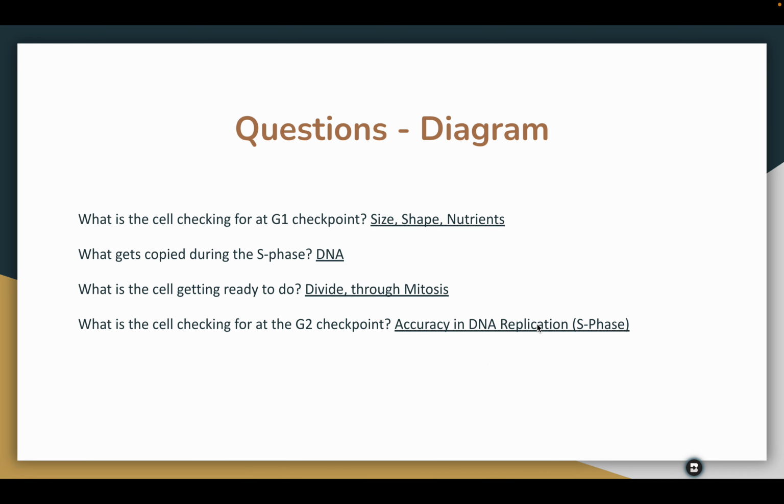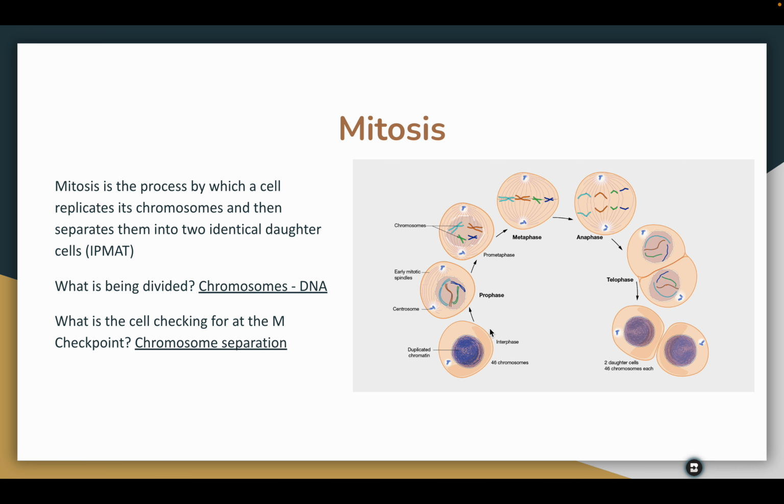We're just making sure that we have accuracy in that DNA replication. Did any base pairs get swapped out? Are there covalent bonds between our phosphate and our pentose sugars? We're just making sure everything is lined up here. So mitosis, we said that it is the process by which a cell replicates its chromosomes and then separates them into two new identical daughter cells.